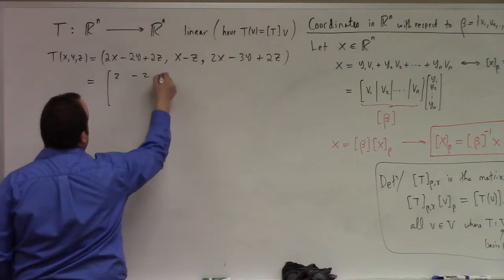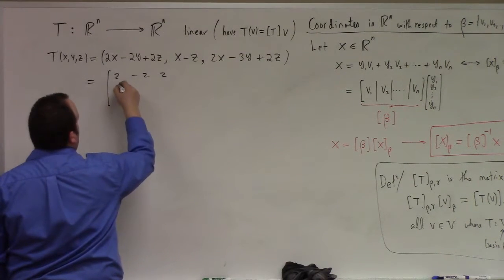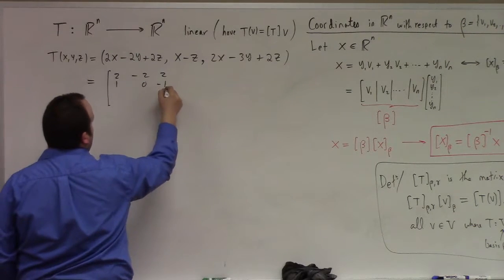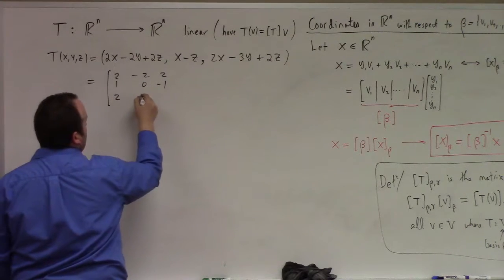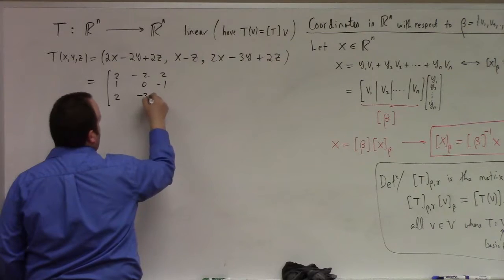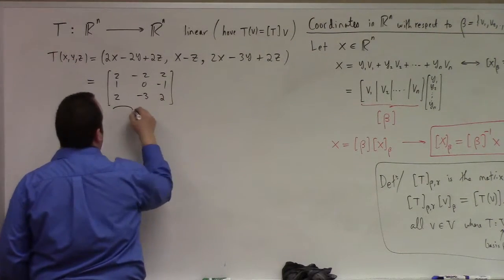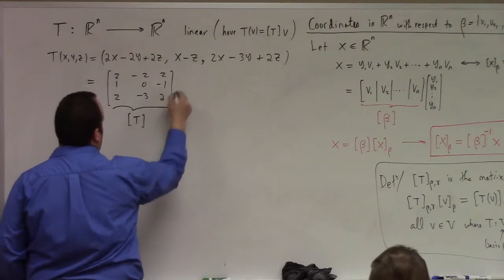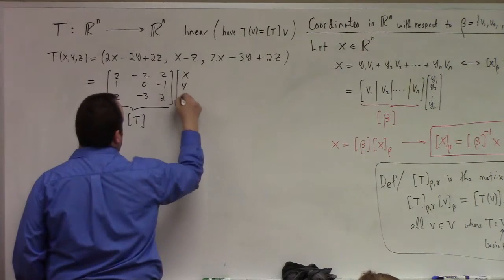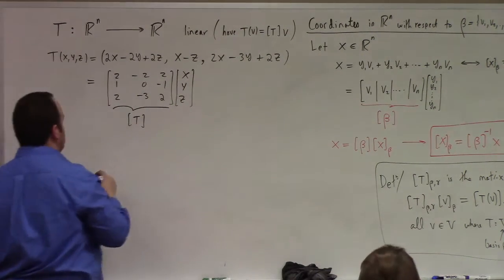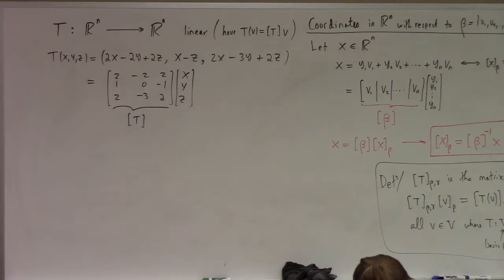2, minus 2, 2, 1, 0, minus 1, 2, minus 3, 2, right? So that's the standard matrix of T. And we got x, y, z. All right.